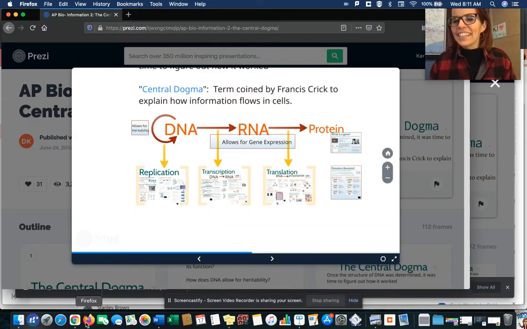We're going to go ahead and talk today about translation, which is also known as protein synthesis. I really prefer the phrase protein synthesis because that phrase makes total sense to me. You're building proteins. Translation, I have to sit there and go, what does that mean again? But anyway, translation is the third part of this central dogma Prezi that we've been looking at.